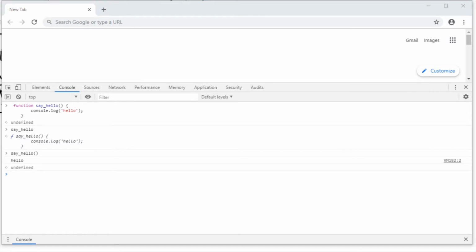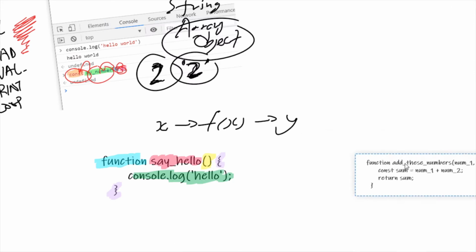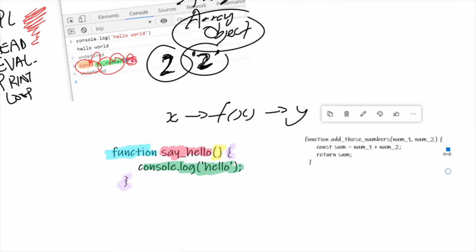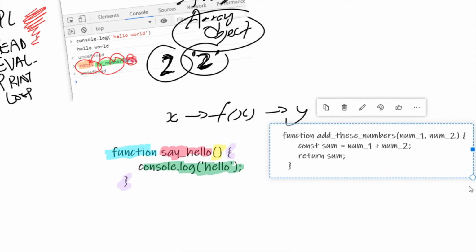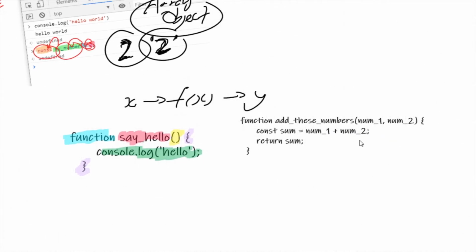Now let's take a look at a function that takes some sort of input, some sort of independent variable or variables. So back to the whiteboard. We'll do another paste here, and we'll move that over. So this function takes two numbers, adds them, and returns the additive. The sum.